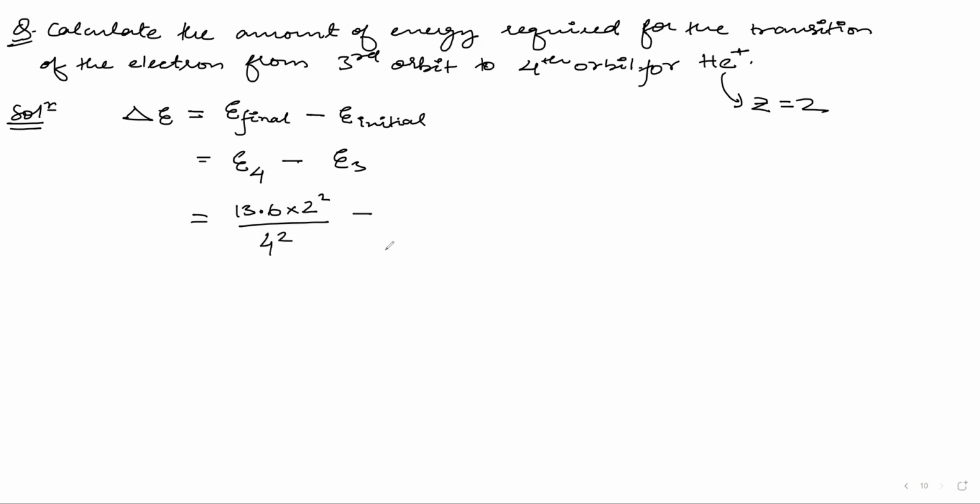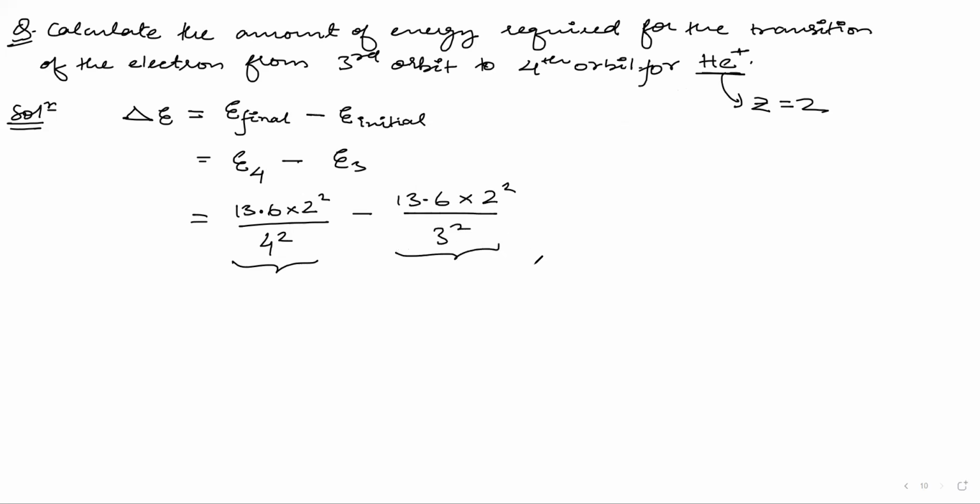Now, Khalid, tell me what should I write instead of E3 in this form? Yes, Khalid. Yes, tell me what should I write here? 13.6 into... no. Z, helium. Oh, sorry. 2 square, 2 square divided by 3 square. 3 square.